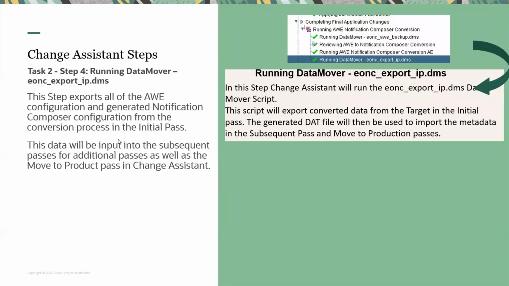The last step after the conversion runs is an export of everything. And we use this as input into subsequent passes, additional passes, as well as the move to production pass in Change Assistant.